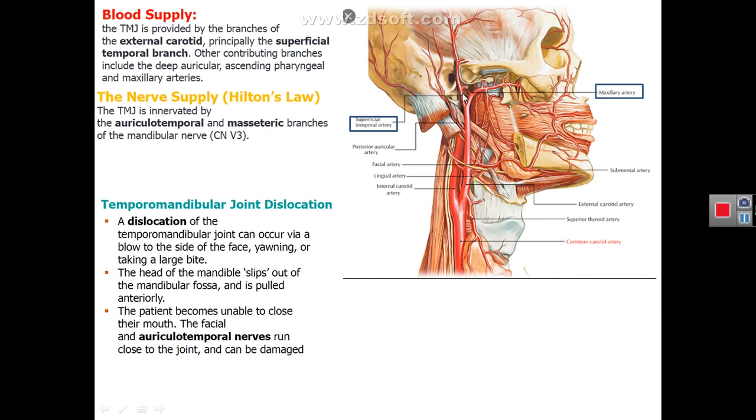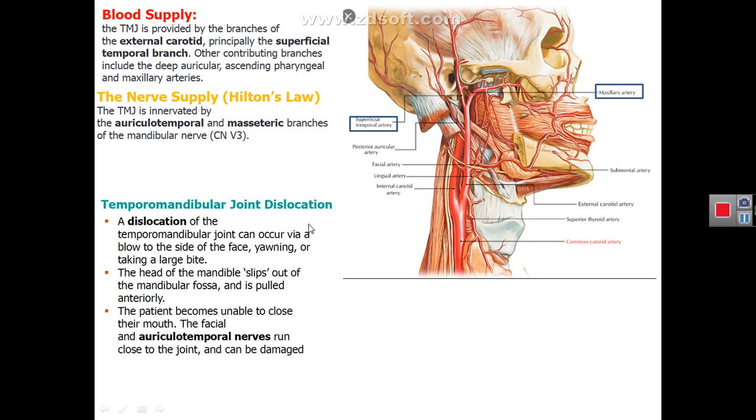The superficial temporal artery and maxillary artery are branches of the external carotid that supply the TM joint, in addition to the ascending pharyngeal artery and auricular branches. Nerve supply is via the auriculotemporal nerve and masseteric nerve.